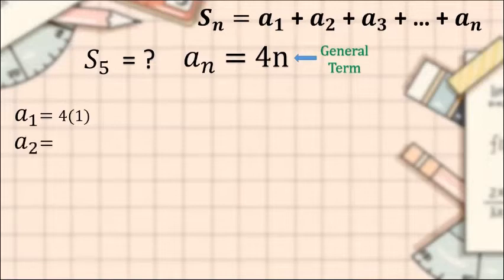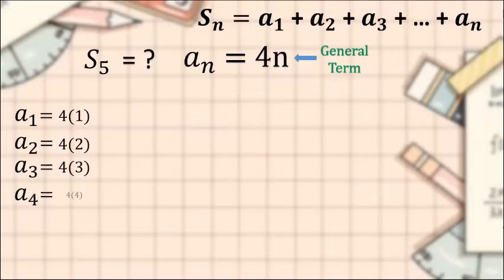Another one, let's try a sub 2. Kapag a sub 2, ano bang value ng n? It is also 2. So, this will become 4 multiplied by 2. And then a sub 3, anong value ng n? It is 3. So 4 multiplied by 3, and then a sub 4, 4 multiplied by 4, and a sub 5 is 4 multiplied by 5.